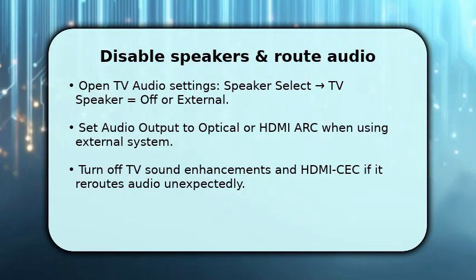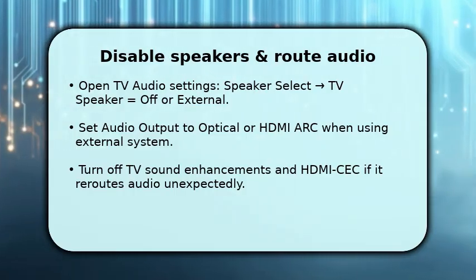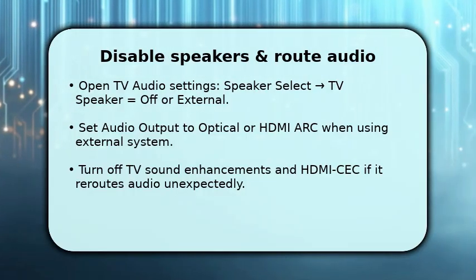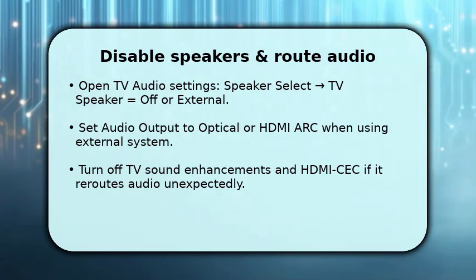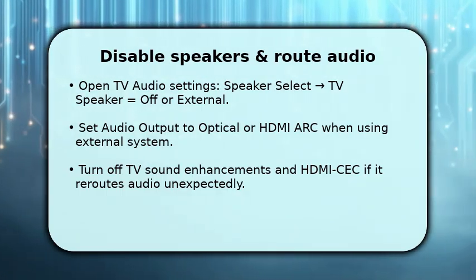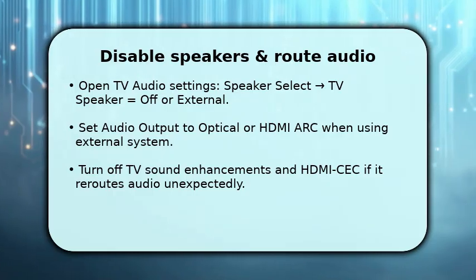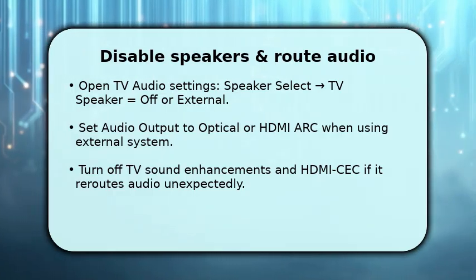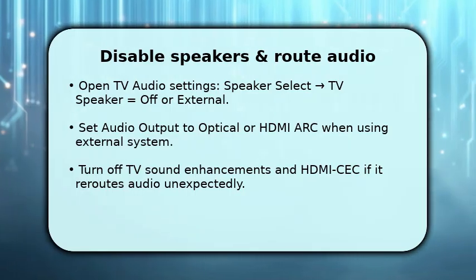Now you move into the configuration. Go to Audio Settings and set speaker select to off or to external because disabling internal speakers prevents any sound. Then choose the correct audio output, optical, HDMI ARC, or Bluetooth, matching the connected device. This tells the TV where to send audio.